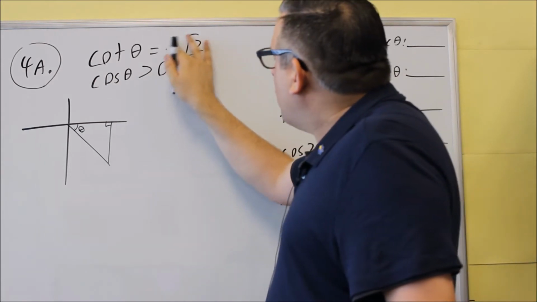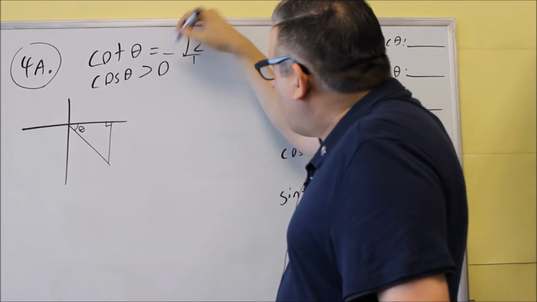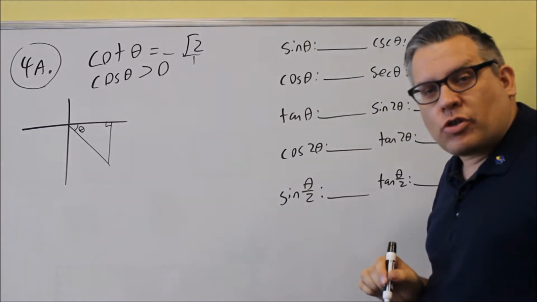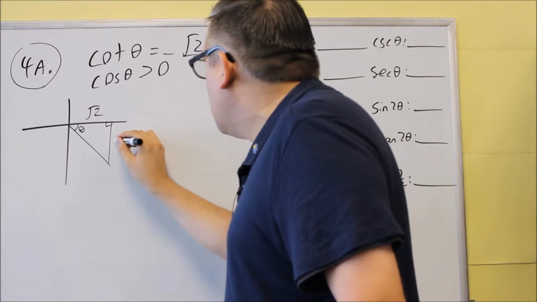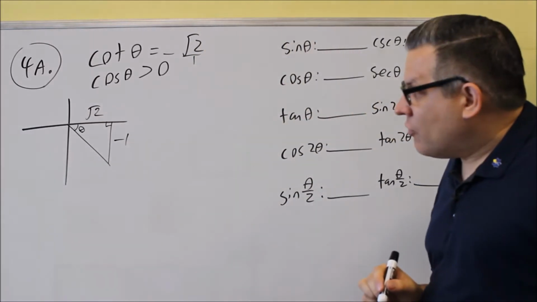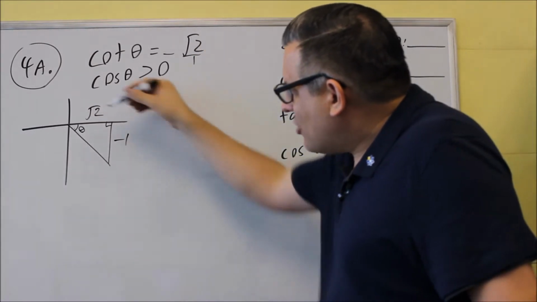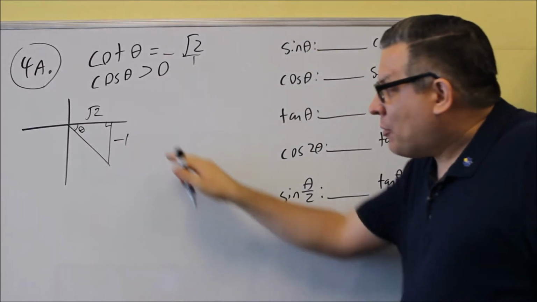Now the problem is written this way with a negative out front of everything. So we have to choose which one's going to be negative. And that's going to be this side right here. So this side is going to be square root of 2, and this one we're going to make negative 1. So again, that's going to be the adjacent over the opposite.